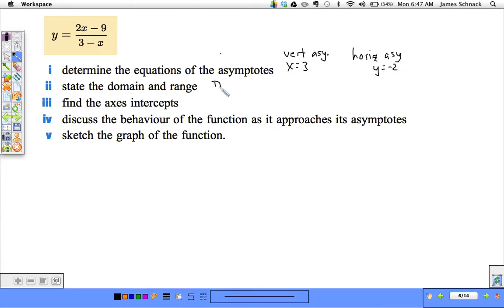Domain and range. Domain, set of all x's such that x does not equal 3. Range, the set of all y's such that, is it all real numbers? No, because it can't be y equals -2. It never hits that value.